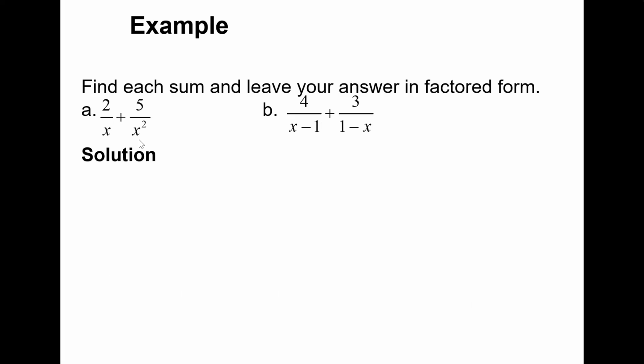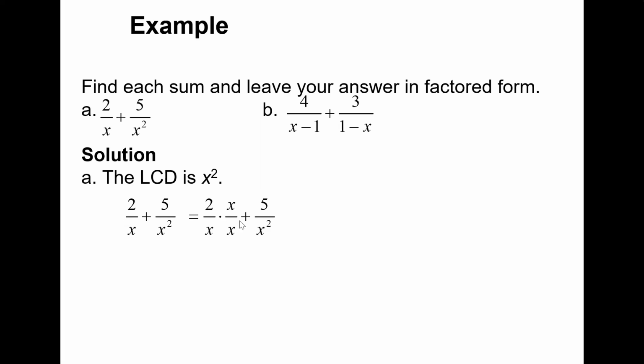So on this one, we have an x and an x squared. So our LCD is going to be x squared. And so what we have to do is multiply this one by x over x. So we're going to get 2x plus 5 over x squared. So it just kind of shows the different steps as we go, and that's going to be our answer, and we can't reduce it at all.